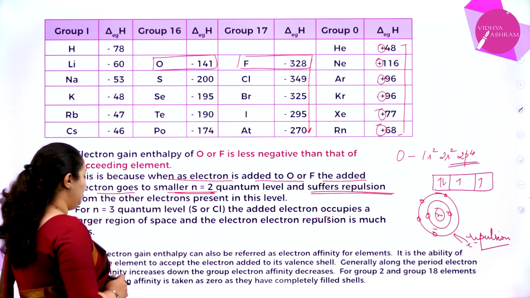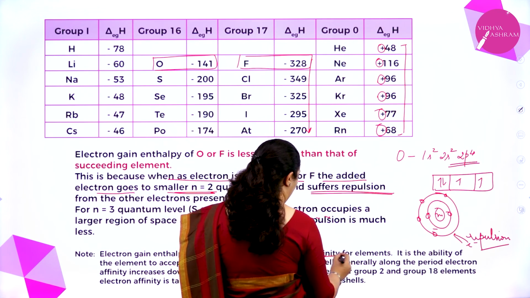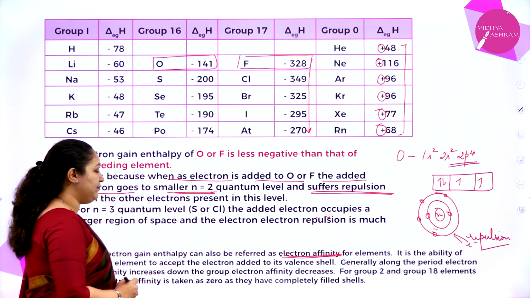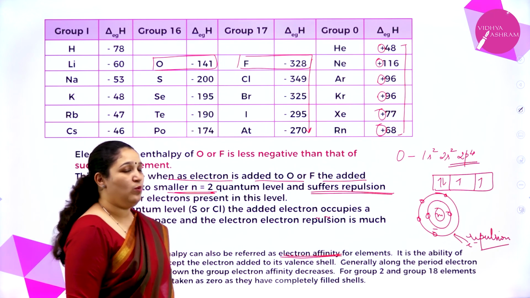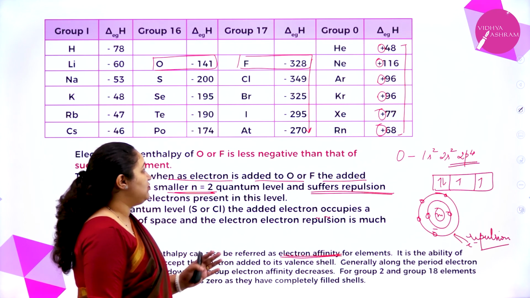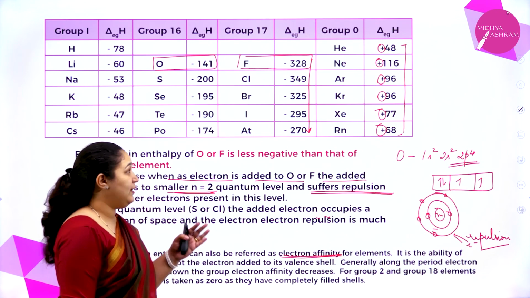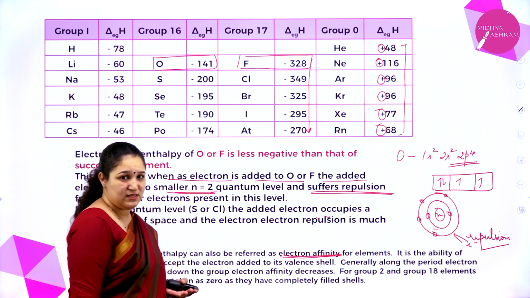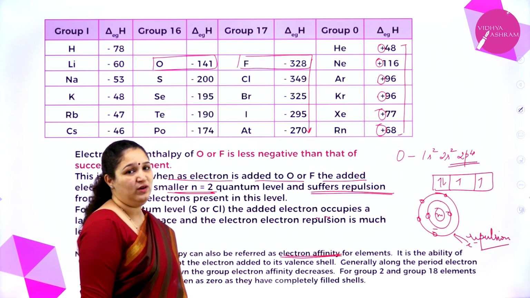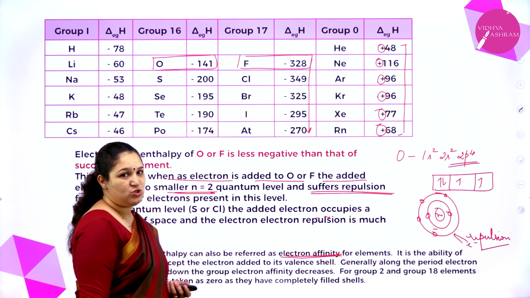I already told you all, electron gain enthalpy can also be referred to as electron affinity for elements. It is the ability of the element to accept an electron added to the valence shell. So I hope you have understood about electron gain enthalpy. As we come down the group, it goes on decreasing. As we move along the period, it will go on increasing. Okay, so I hope you have understood here.